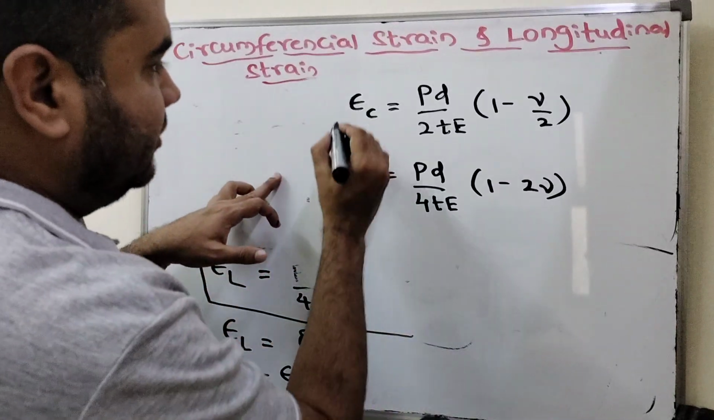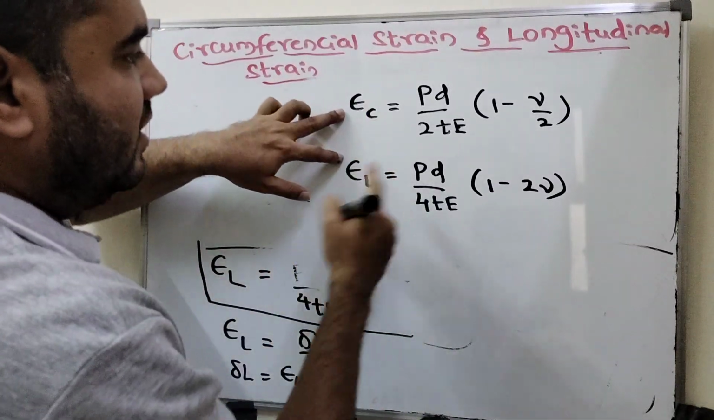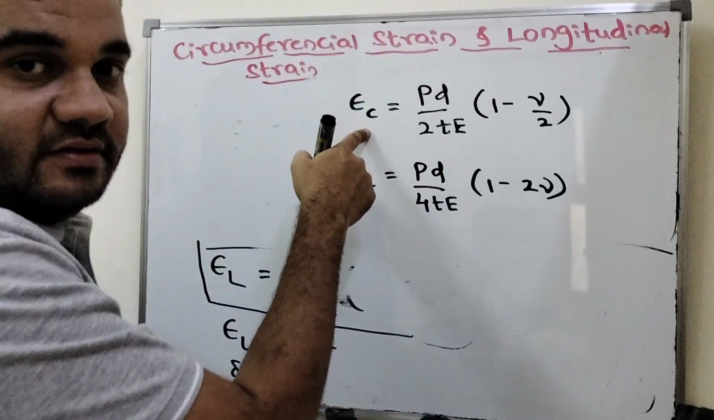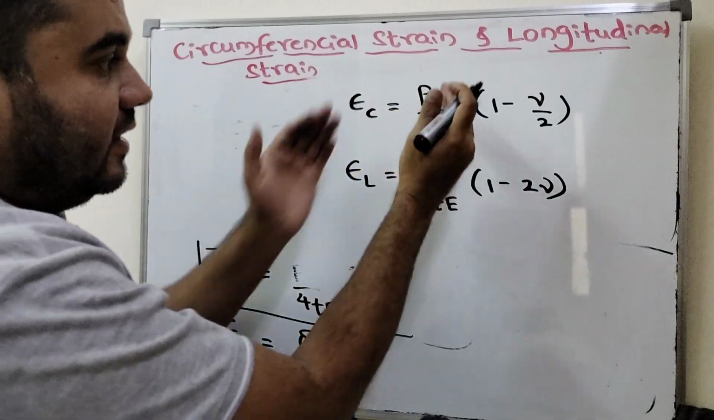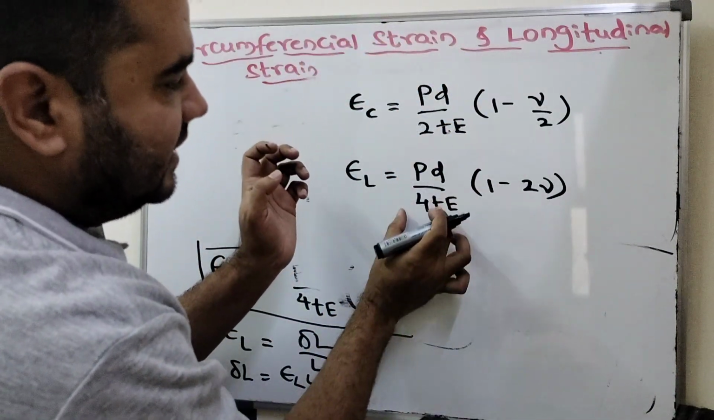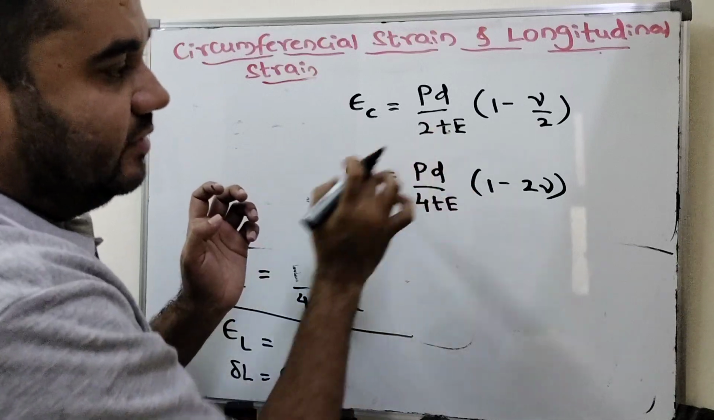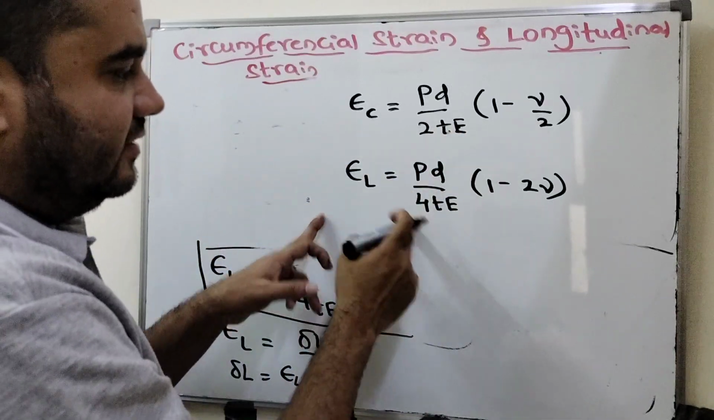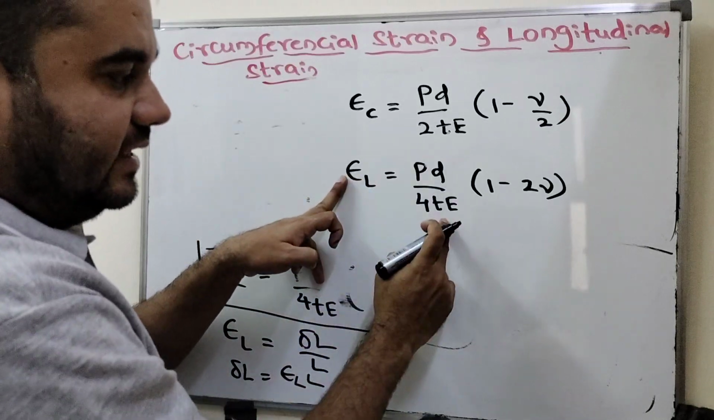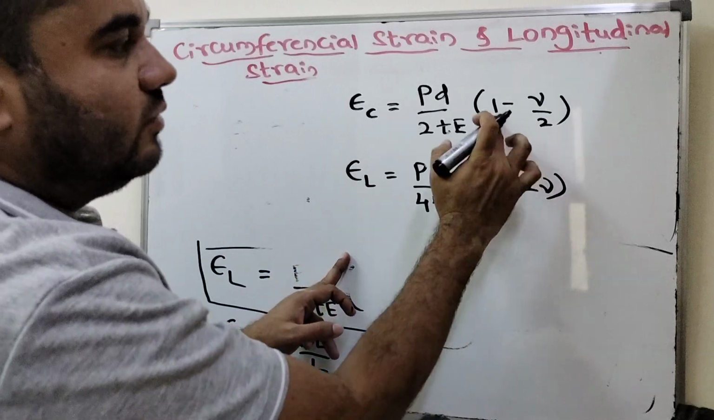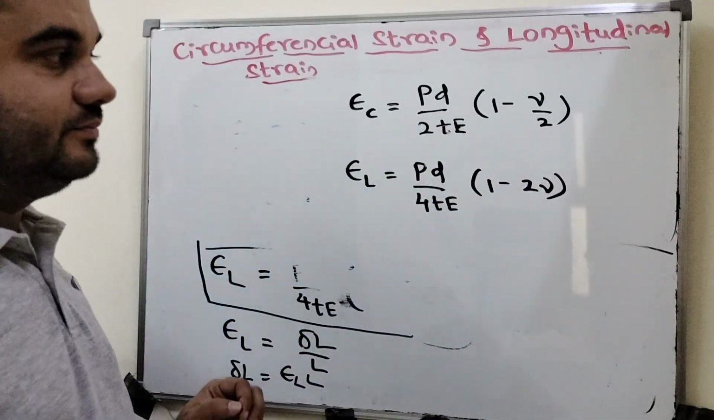These two equations you can easily remember, because PD by 2t normally comes with circumferential. Even for stress, PD by 2t is the circumferential stress and PD by 4t is the longitudinal stress. This we can easily remember. And here the E, as usual, strain is stress by E. This is stress, this is E. This is 1 minus 2 nu, here 1 minus half of nu.